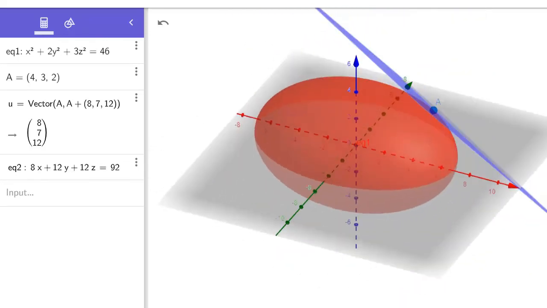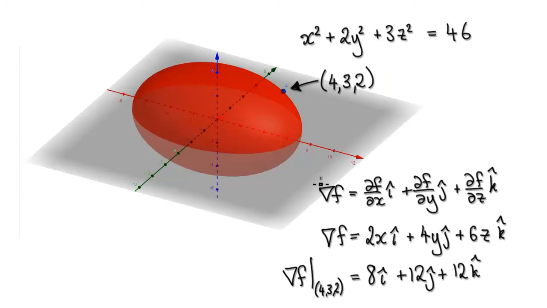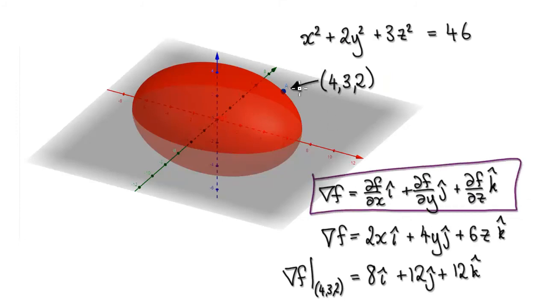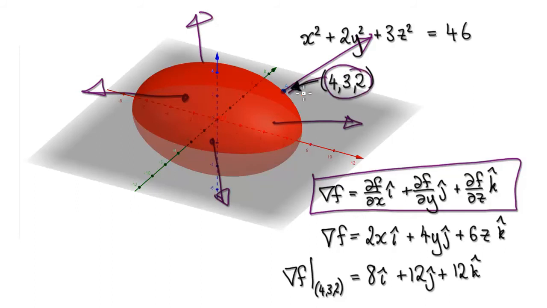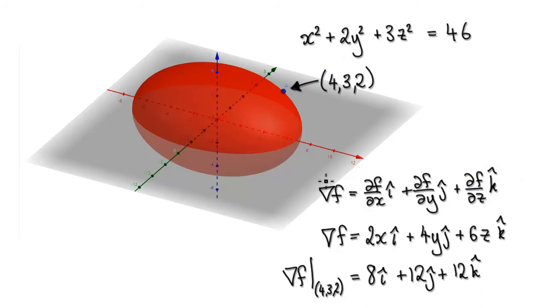Okay, so let's jump back to here. So the first step is to work out grad f. So remember, grad f gives you the ability to work out the gradient vector, and the gradient vector always points straight out of the surface. But we want to know grad f at this particular location. So first step is to work out grad f.